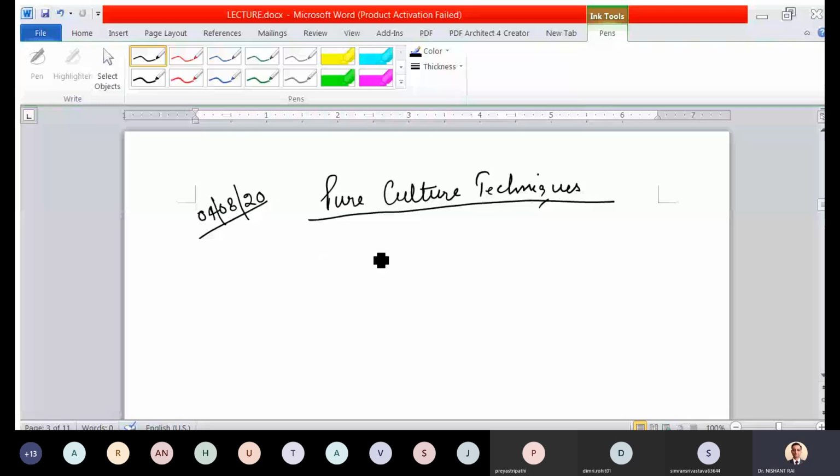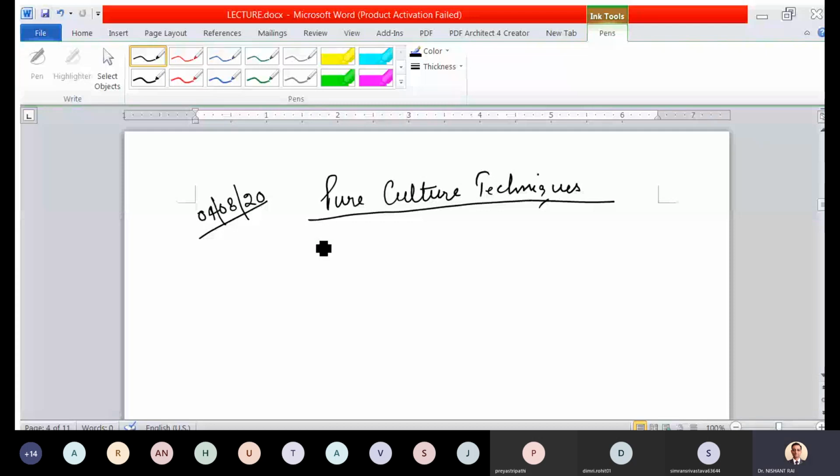Right. So please again confirm for me. Are you able to see this board, written with the date 4th August, pure culture techniques? Do you see the board on which pure culture techniques is written, with today's date? Fine. Right. So we'll start.